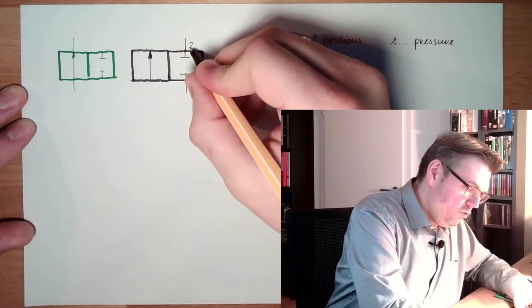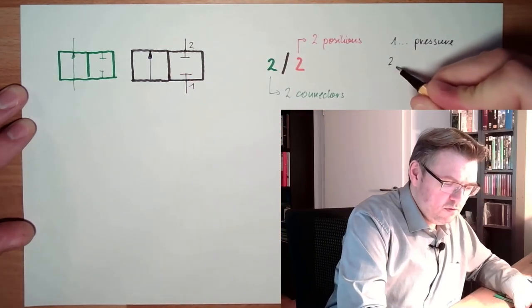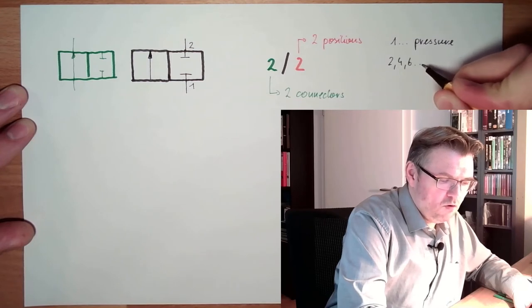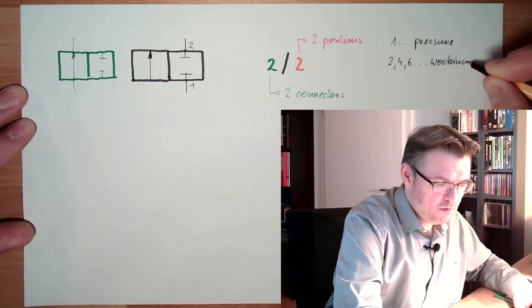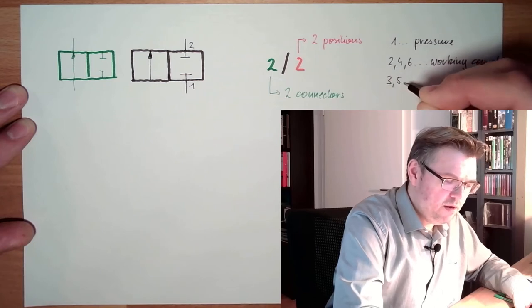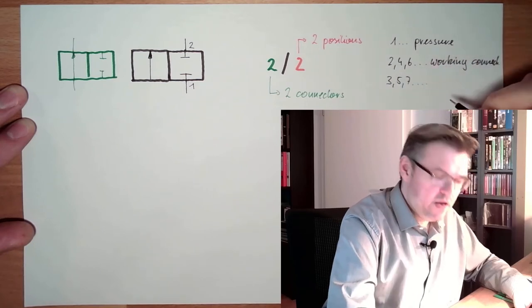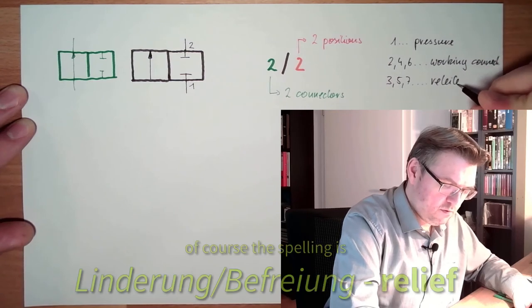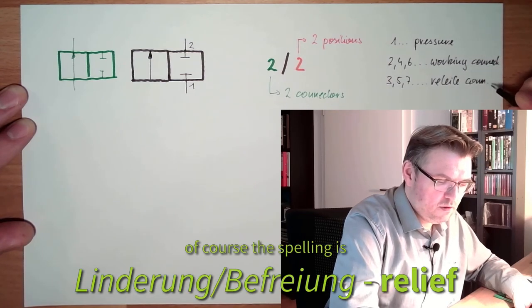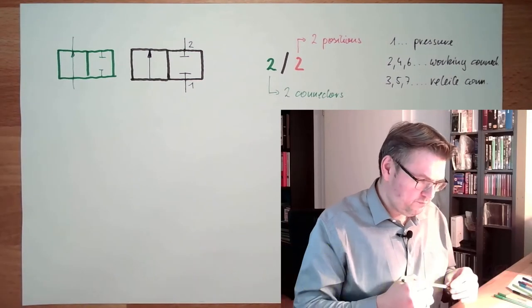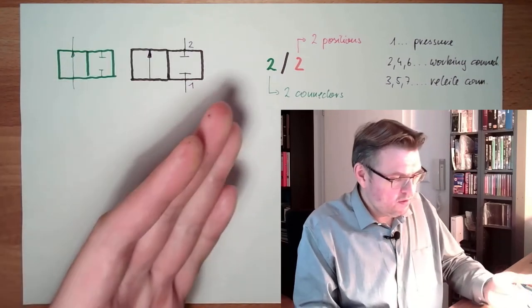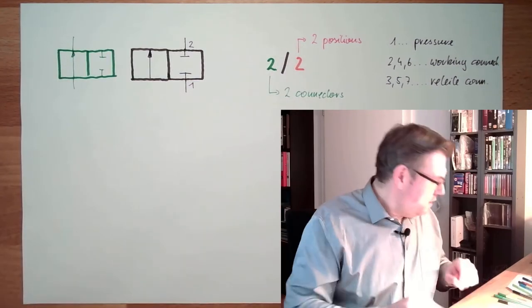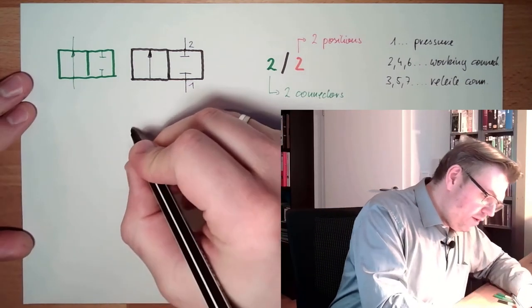And then two, four, six, all even numbers, they are the working connectors. And the uneven numbers 3, 5, 7 are the relief connectors. Here we can get rid of the pressure. Right now we have only 1 and 2. Okay? 2/2 wave valve. Let's draw another possibility of a wave valve.